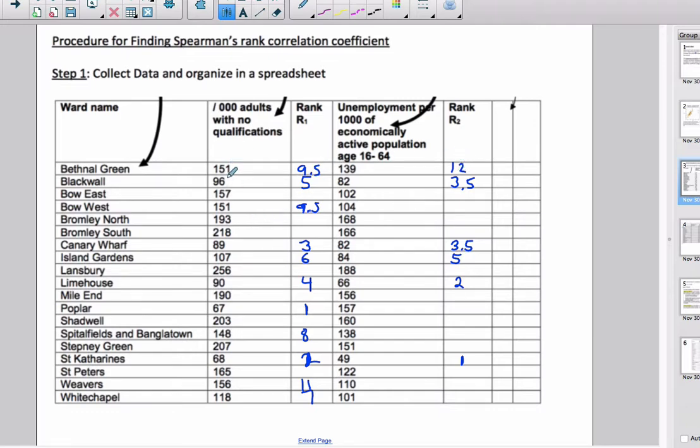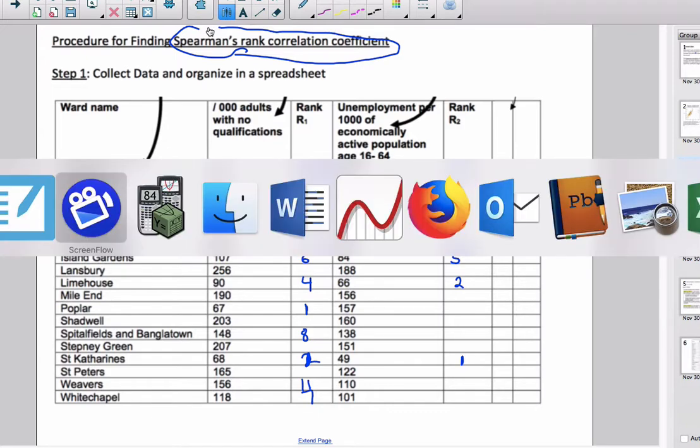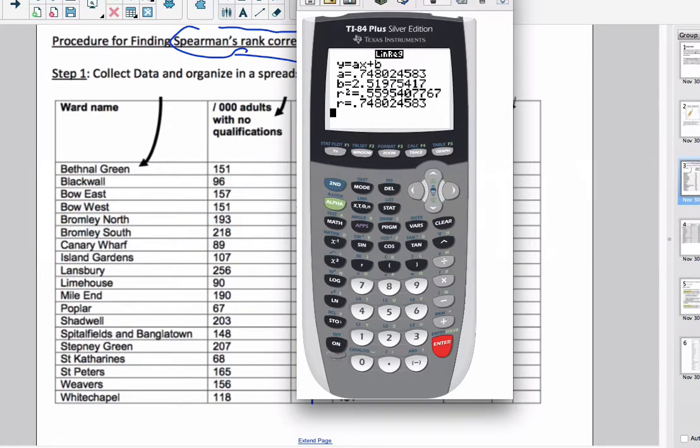So if you type in these numbers in black, like into a calculator, you'll get Pearson's product moment correlation coefficient. If you type in the numbers in blue and get the Pearson's coefficient for the blue numbers, what you get is the coefficient for the ranks, which is the Spearman's rank correlation coefficient. So let me show you that on a TI-84.